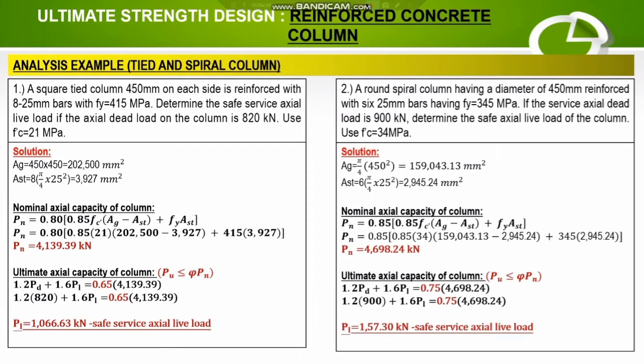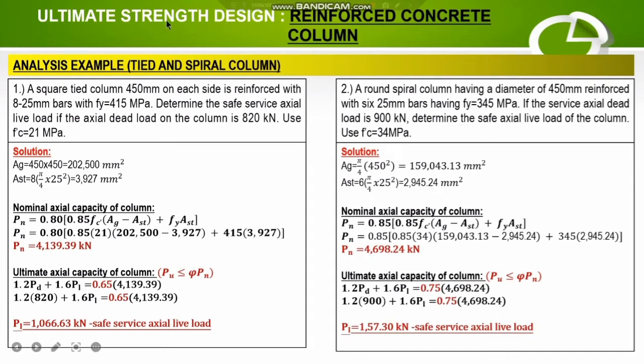A square tied column 450 mm on each side is reinforced with eight 25 mm bars with fy equal to 415 megapascals. Determine the safe service axial live load if the axial dead load on the column is 820 kilonewtons. Use fc prime equal to 21 megapascals.